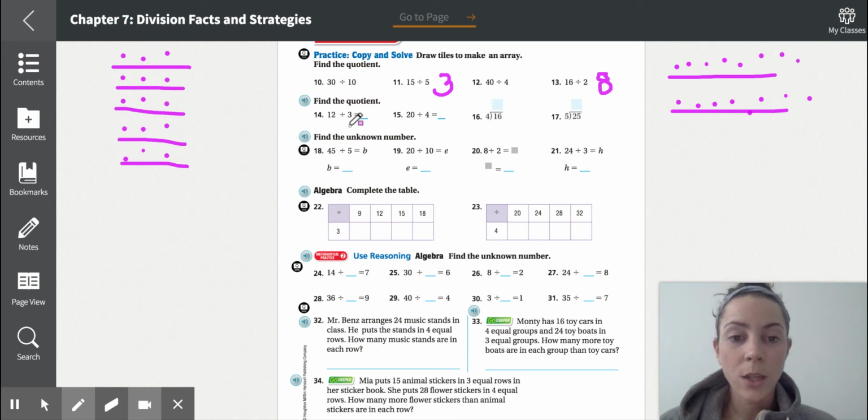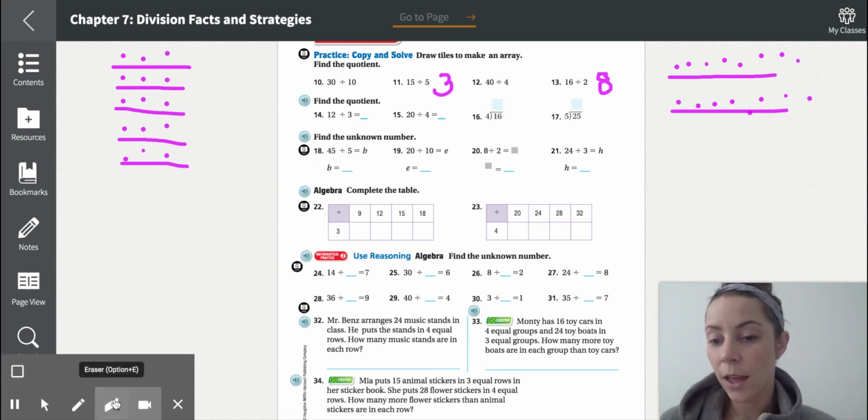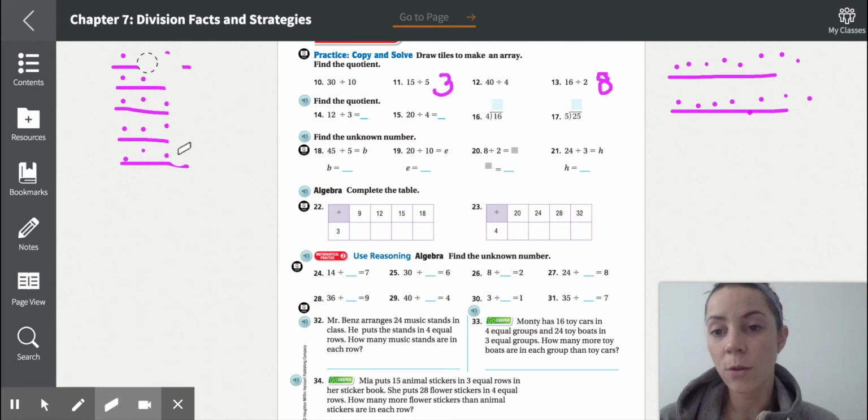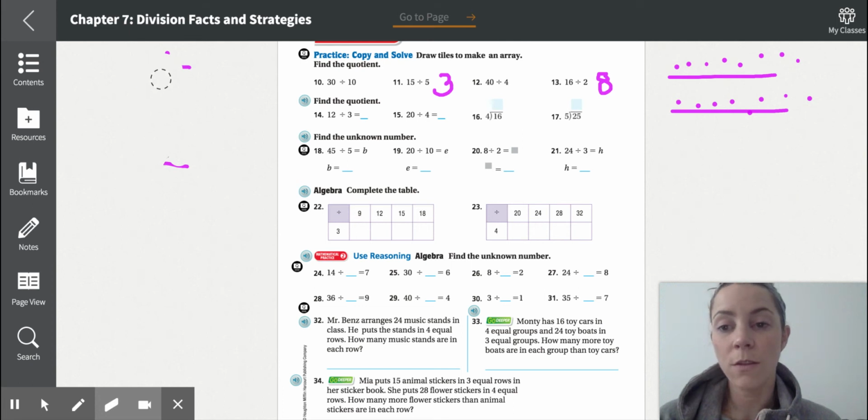All right, so now across the middle here, you can do any strategy that you like. You could do arrays again. You could do circle groups. You could skip count going forward. You could use factors or use multiplication facts you've already memorized. All right, let's get some workspace for myself.